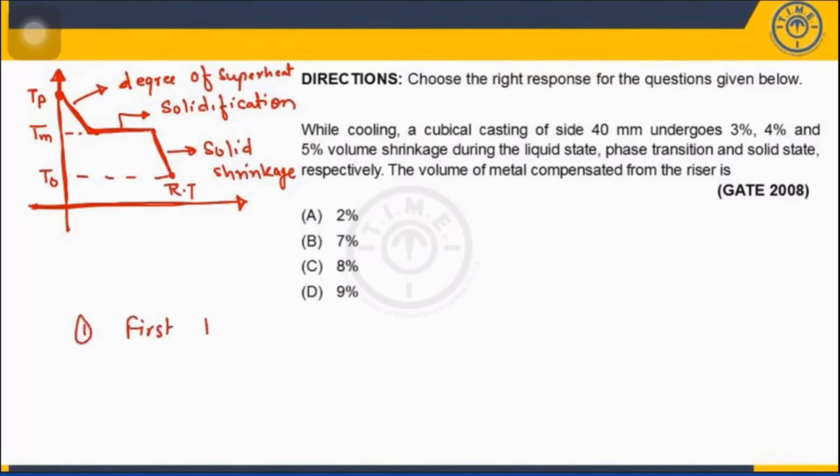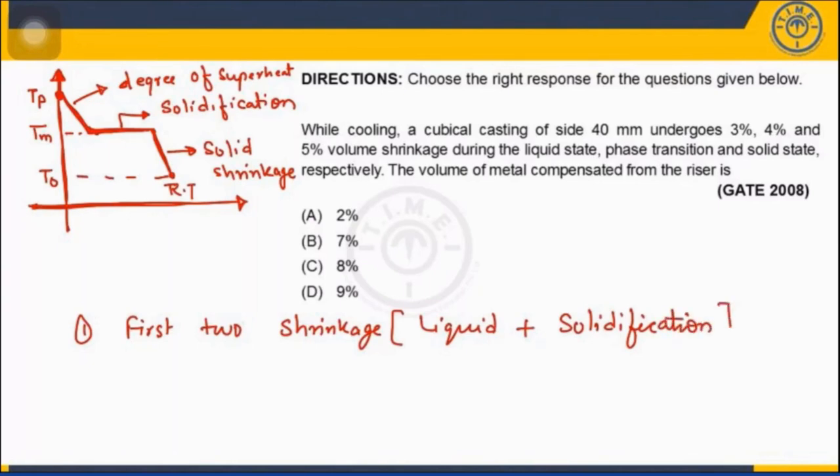Now, the first two types of shrinkage, that is nothing but liquid plus solidification, these two shrinkages I am talking about, can be compensated by providing a riser.